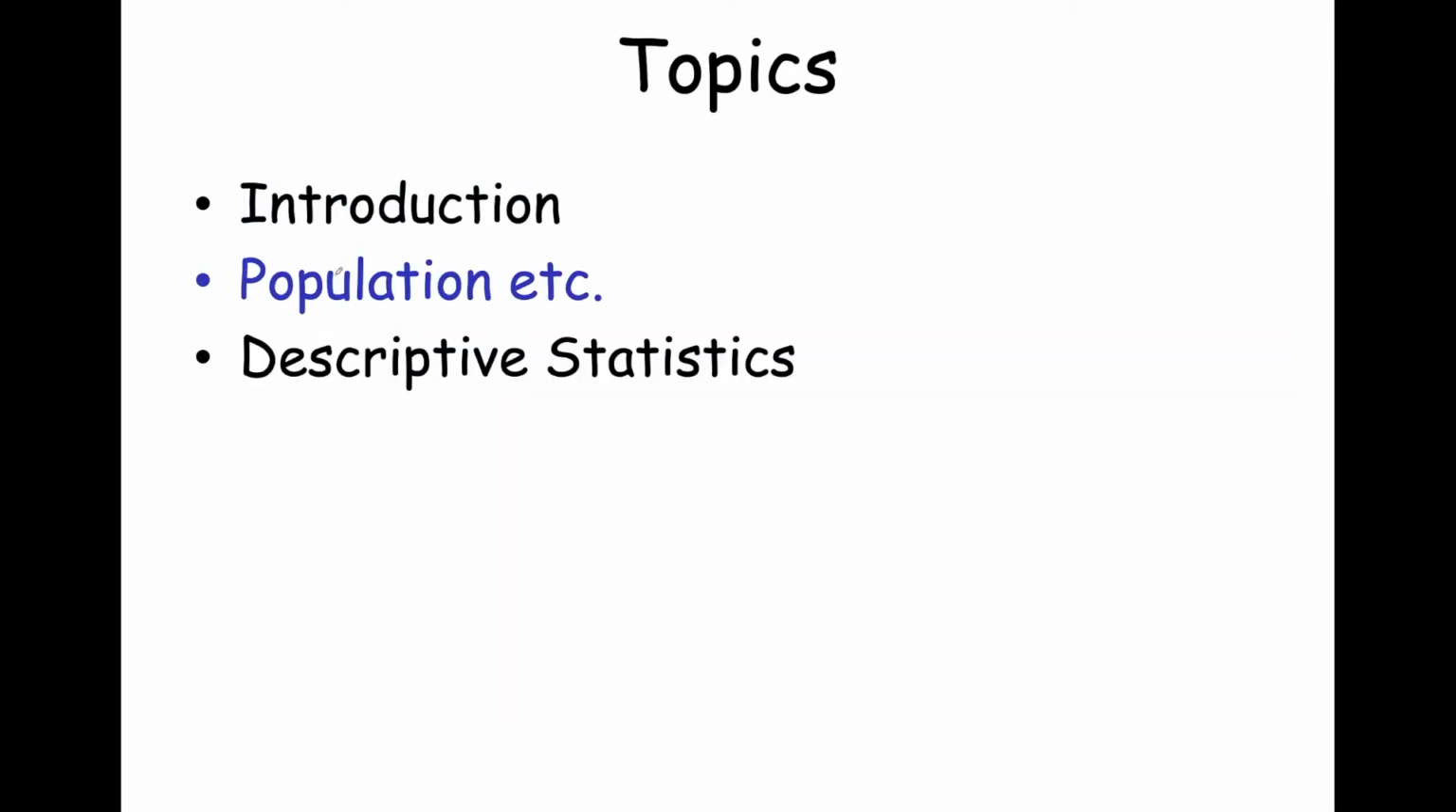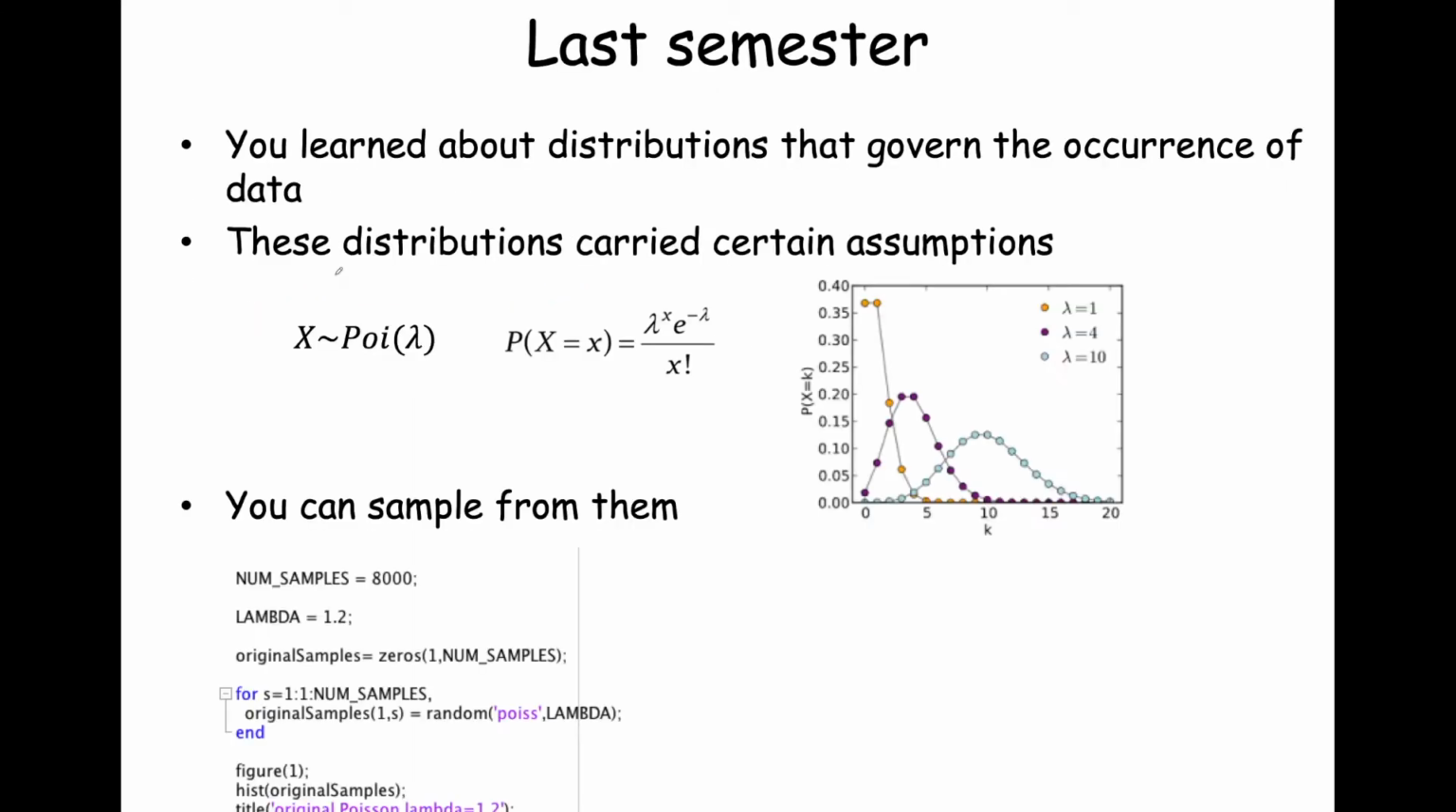So let's explore further this notion of what is a population. Last semester in stochastic computing, you learned all about various distributions, and we said these distributions govern the occurrence of data. And we used the term last semester. We said that a distribution is indexed by a parameter. And sometimes we said this distribution is governed by a parameter. So let's discuss more what we mean by this parameter.